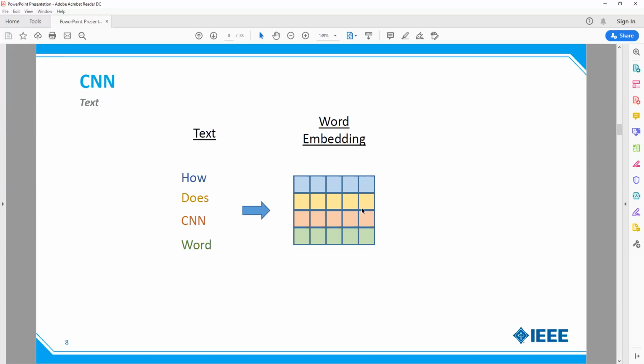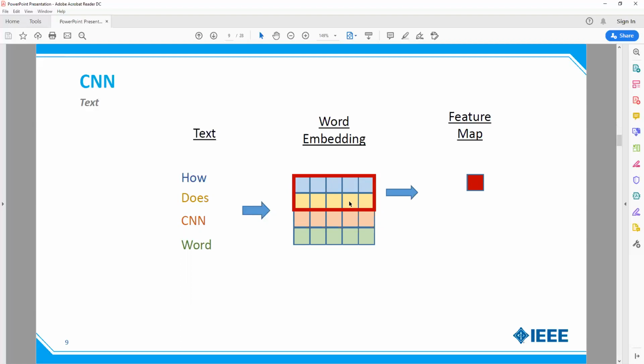So in this example, if we had the input text, how the CNN work, and let's say our word embedding is of 5 dimensions, then it will generate a matrix of 4 by 5. Now, the way CNN works in text is very similar to image.